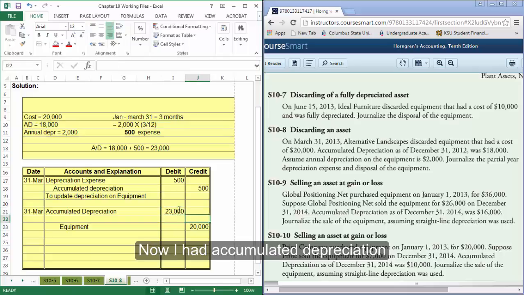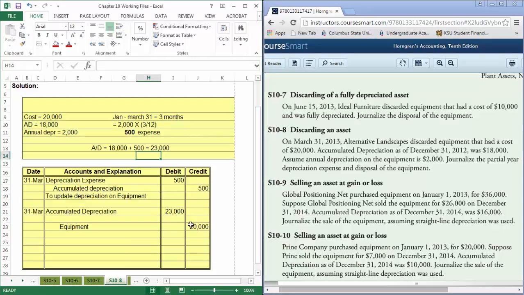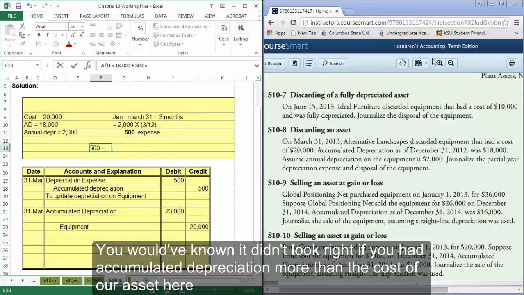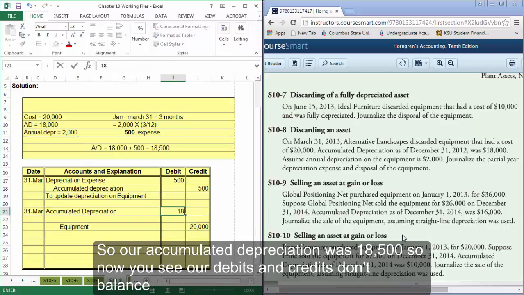Now, I have accumulated depreciation. Nope, that's not right. So it's not $23,000. It's $18,500. I knew that didn't look right because you would have known it didn't look right if you had accumulated depreciation more than the cost of our asset here. So our accumulated depreciation was $18,500.